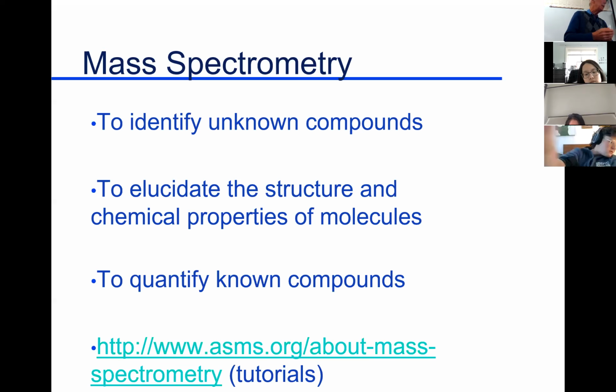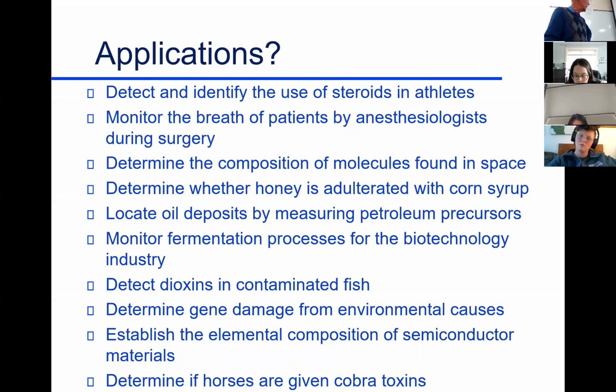So identify known compounds, unknown compounds, elucidate the structure and chemical properties of molecules, and quantify known compounds. It's actually a really good detector just for measuring the amount of something present. And I'll give you an example of that one a little bit later on.